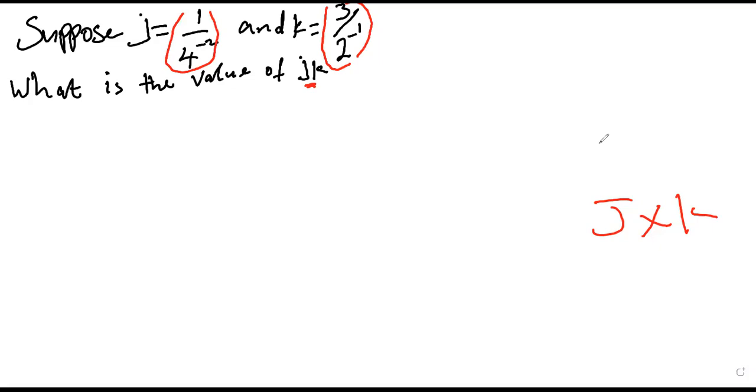So how do we deal with these exponents? Now, I would say for me to start this, my solution is this. We have 1 over 4 to the negative power 2, right? And we have 3 over 2 to the negative power 1.